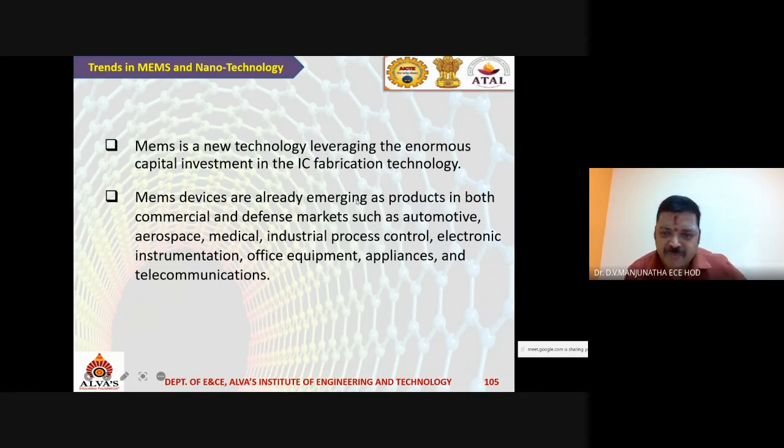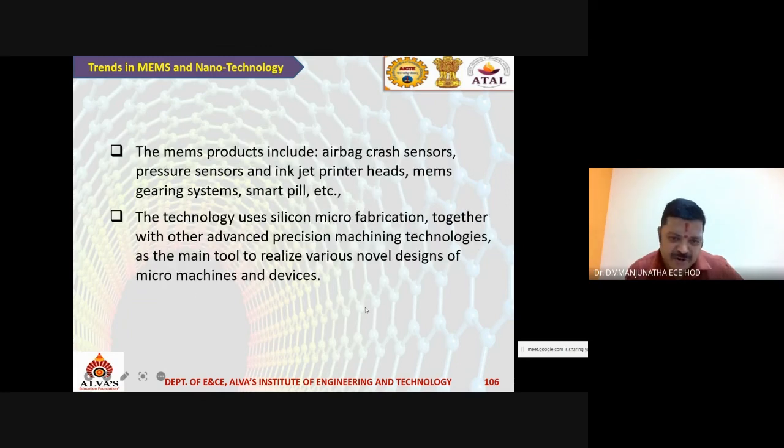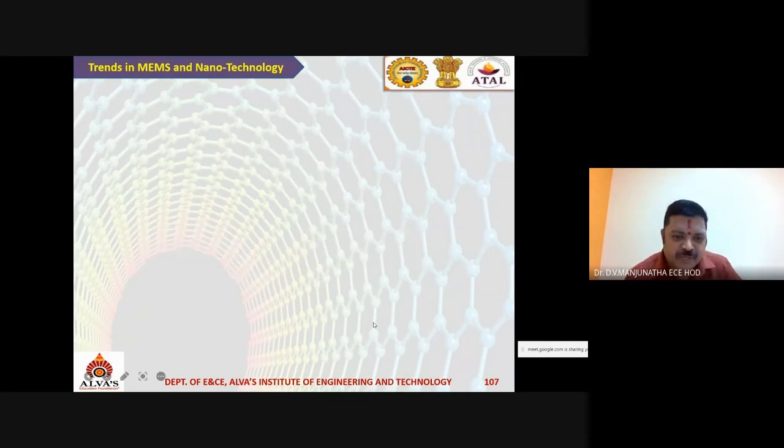MEMS devices are already emerging as products in both commercial and defense markets such as automotive, aerospace, medical, instrumentation, office equipment, appliances, and telecommunications. MEMS products include airbag crash sensors, pressure sensors, inkjet printer heads, MEMS gearing systems, smart pill, etc. The technology uses silicon microfabrication technology with other advanced precision machining technologies as the main tool to realize various novel designs of micro machines and devices, right?